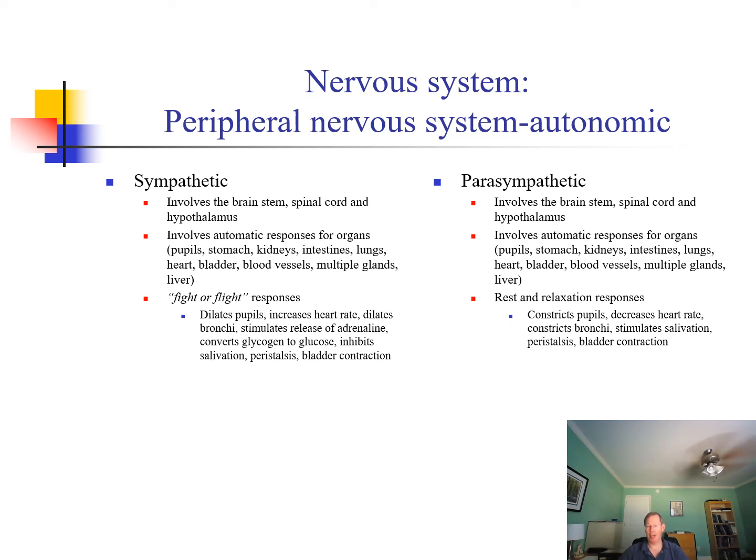On the other hand, my parasympathetic nervous system is when I'm in a relaxed state. In a relaxed state, my pupils will constrict, my heart rate can decrease, I don't need dilated bronchi to breathe and ventilate. I can digest things, I can go to the bathroom. All of those are part of my parasympathetic nervous system.